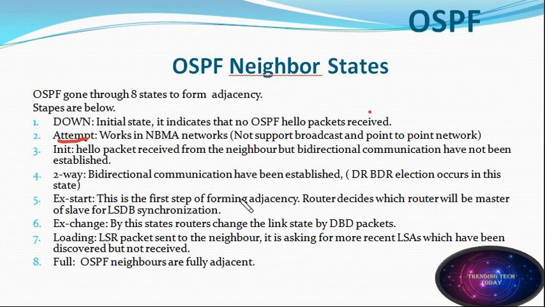The fourth is the 2-way state. In 2-way state, bidirectional communication has been established. DR-BDR election occurs in this state. Now the fifth step will be the ExStart state. This is the first step of forming adjacency. Routers decide which router will be master and which will be slave for OSPF synchronization.